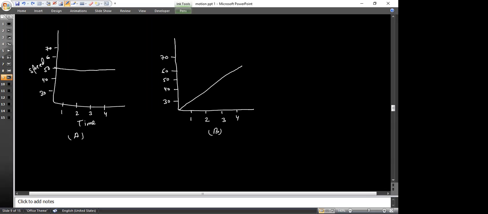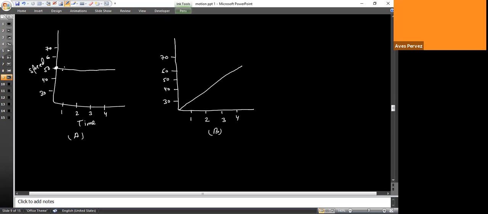Here this car is moving with a speed of 50. In the first second it is 50, and in another second it is also 50, another second also 50, another second also 50. If the speed is constant, imagine you are driving a car and you set your speed at 100 km/h. Then you will be covering equal distance in equal intervals of time, because the speed is constant.